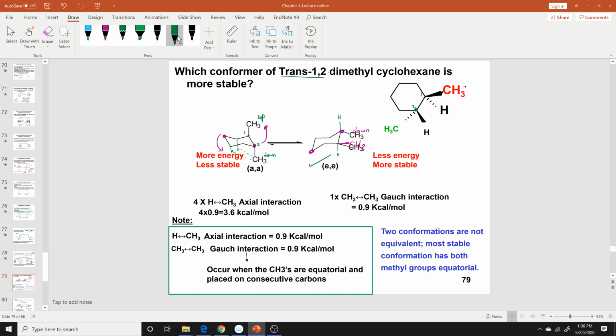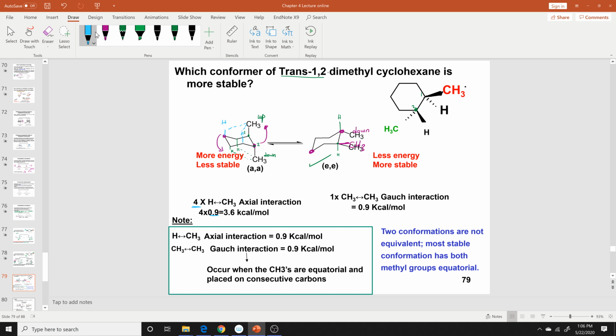And then with that CH3 over here, let's change the color. We're going to have a hydrogen pointing up, another hydrogen pointing up, and these are going to interact with the CH3. So I'm going to have 4 hydrogen-CH3 axial interactions. Each one corresponds to 0.9. From where am I getting this? This is a special table for the chair conformation, but I'm going to give you the values so that you can easily calculate the energy.